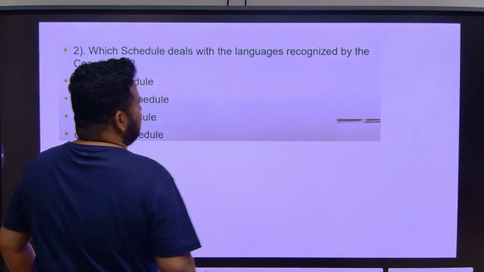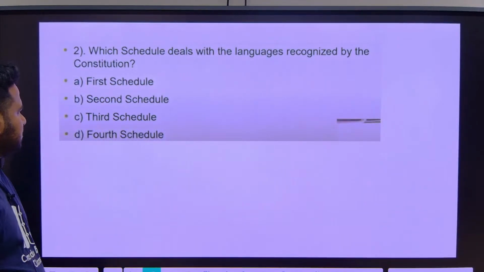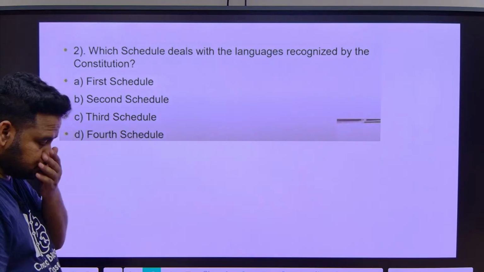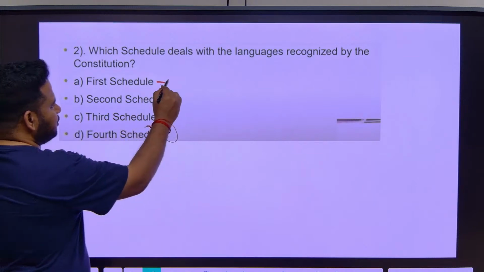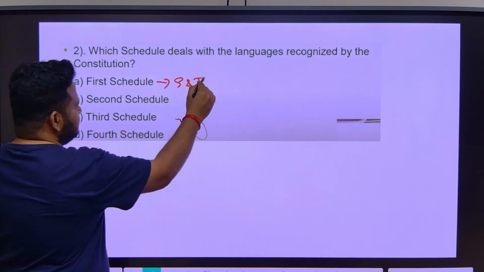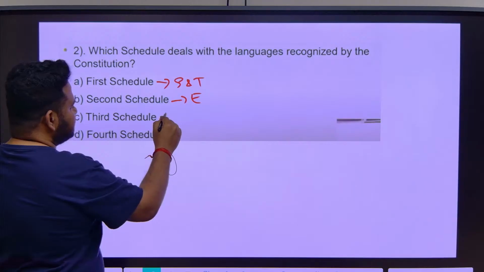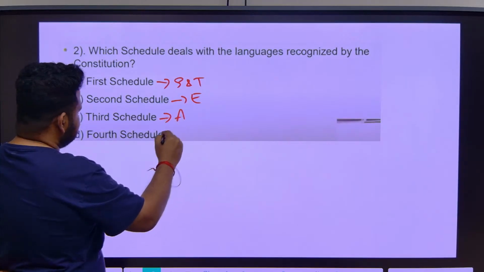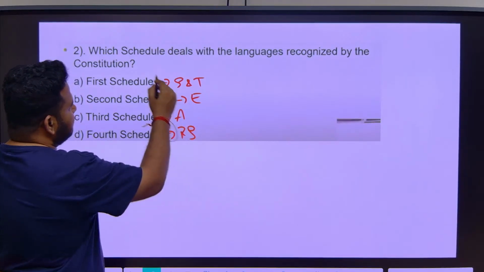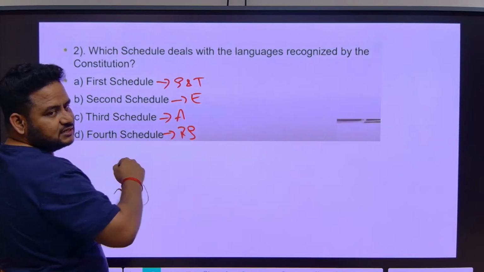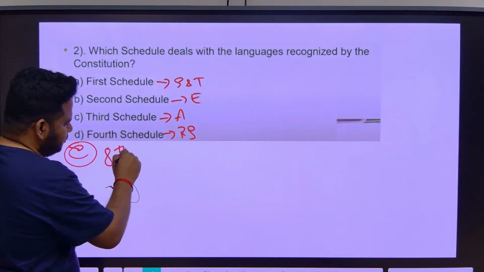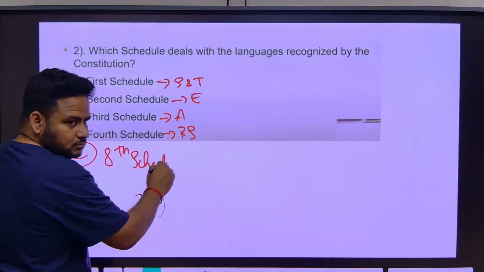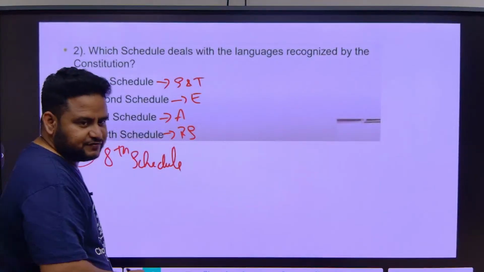Which schedule deals with the language recognized by the Constitution? That is which schedule? First of all, tell me, first schedule is talking about list of states and territories. Second schedule, emoluments. Third schedule, oath and affirmations. Fourth schedule, it is talking about Rajya Sabha. Which schedule is talking about languages, official languages? It is 8th schedule, which is not in the option. It is 8th schedule. Correct? 7th schedule is federal provision.